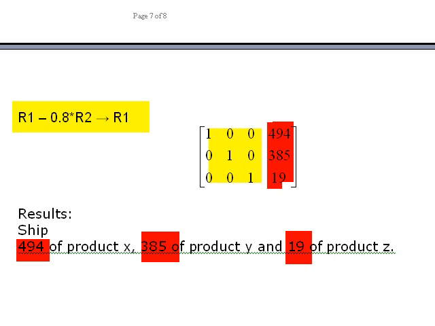So that's just an application of Gauss-Jordan to a business problem, so you can see at least some application of that method.